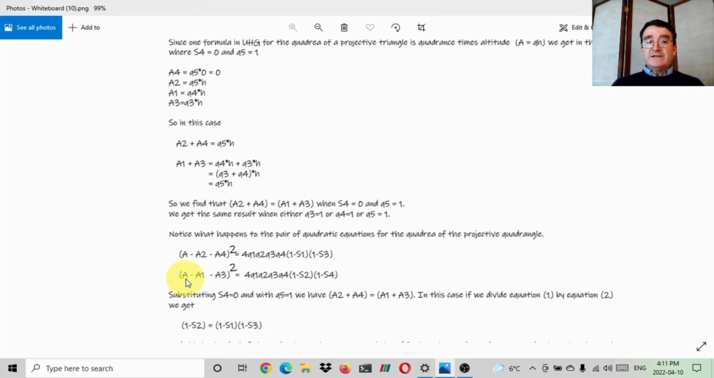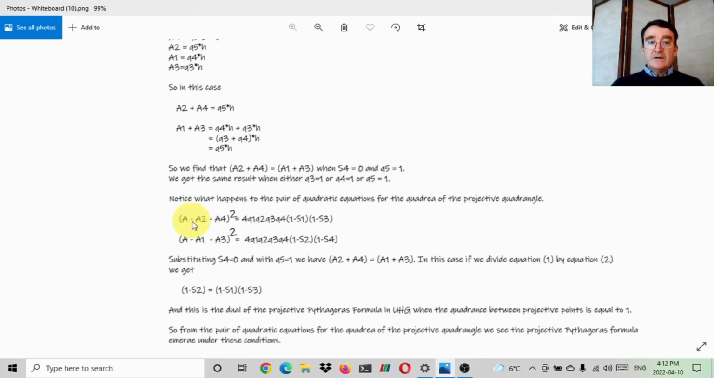S4 is equal to 0. So if we divide what remains of these two equations, we get 1 minus S2 equals 1 minus S1 times 1 minus S3. And we note that this is the dual of the projective Pythagoras formula in universal hyperbolic geometry, when the quadrance between projective points is equal to 1. So from our pair of quadratic equations, if we take the ratio between them, we get the projective Pythagoras formula.